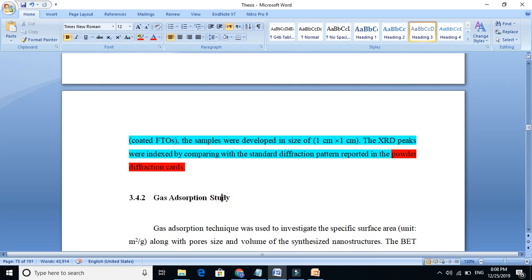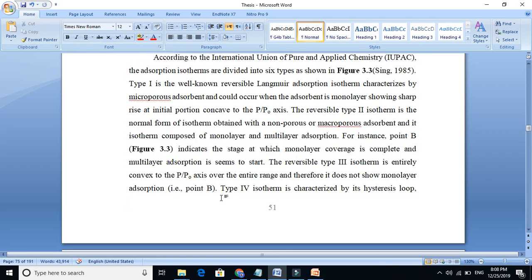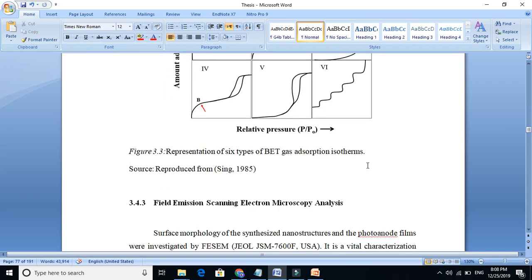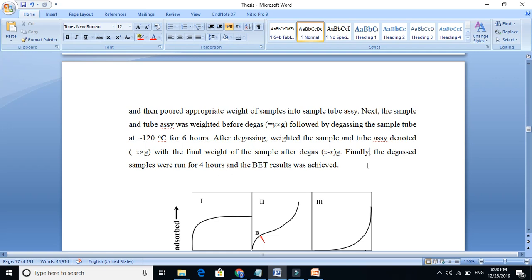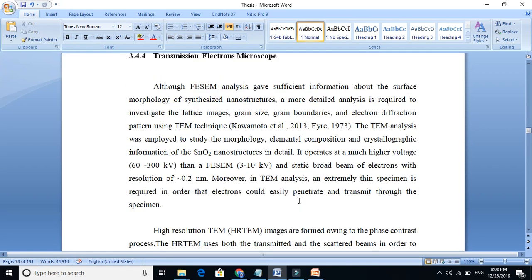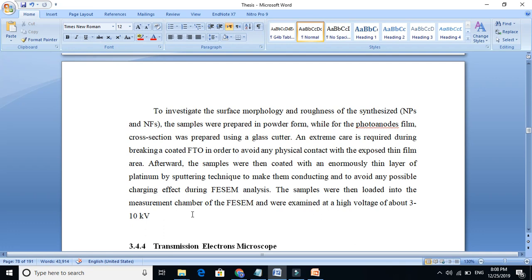Similarly, this is the gas adsorption study. The same procedure applies. At the end I added, in the present study, how we determined the specific surface area. Here you see, at the end I explain the way I adapted it. Like the field emission electron microscope, you will see here that to investigate the surface, an extreme care is required.